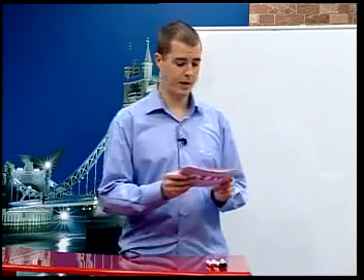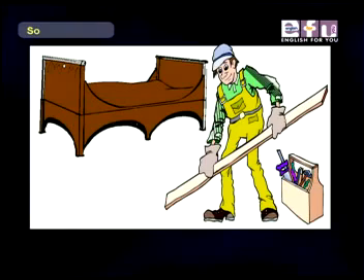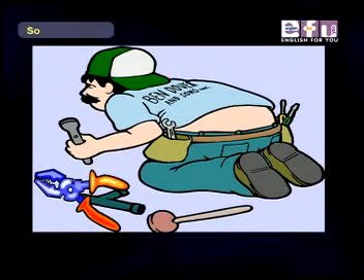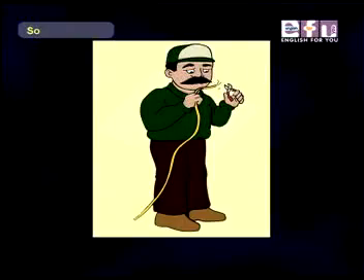Let's practice. Look at the picture. Lewis, why is the carpenter happy? He has finished making the bed, so he's happy. Okay, great. Monica, why is the plumber frustrated? He keeps dropping his pliers, so he's frustrated. You're right. And Rosa, why is the electrician angry? He got a shock, so he is angry. Very good. Thank you, everyone.